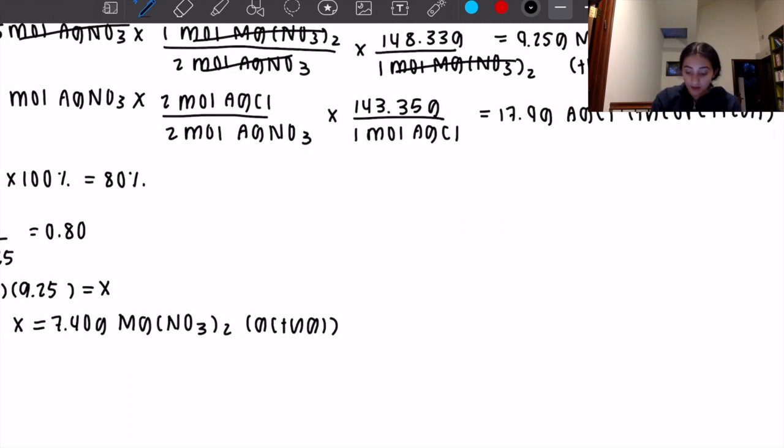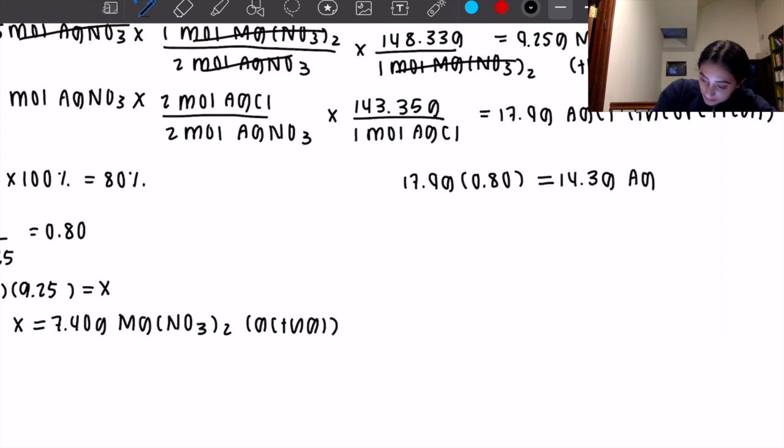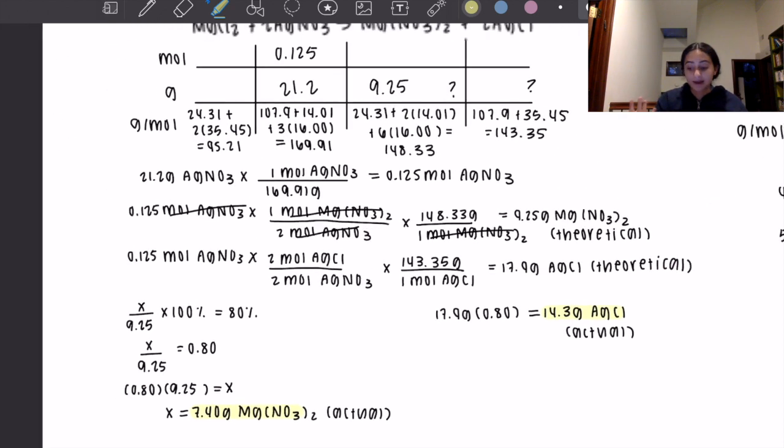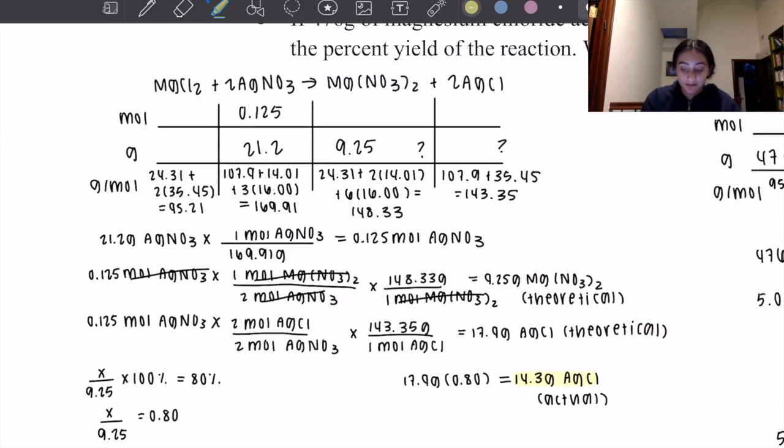I'm not going to do this long version. I'm just going to multiply 17.9 grams, which is the theoretical, by the percent yield. Again, I'm multiplying it by the decimal, 0.80, not by 80. And then I'm going to get 14.3 grams of AgCl as the actual mass. And so in this example, we are just solving for a different part of the percent yield equation. Rather than solving for percent yield, we're solving for the actual mass. So that is the first part of this example problem.